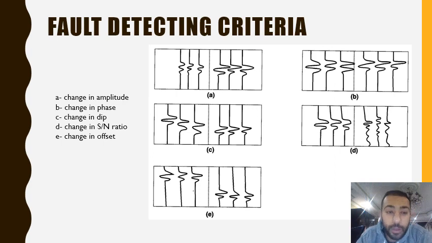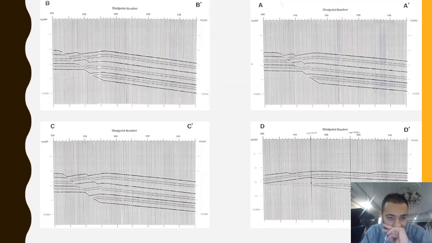This is called looping. Fault detecting criteria. We have 5 criteria: change in amplitude, like in figure A; change in phase, like in figure B; figure C, change in depth; change in signal to noise ratio, section D; change in offset. So any horizontal change may represent change in lithology, or change in structure, or change in something. This is not by chance.